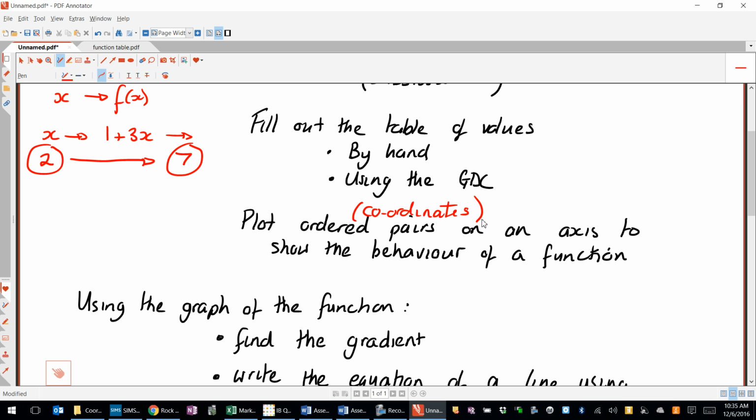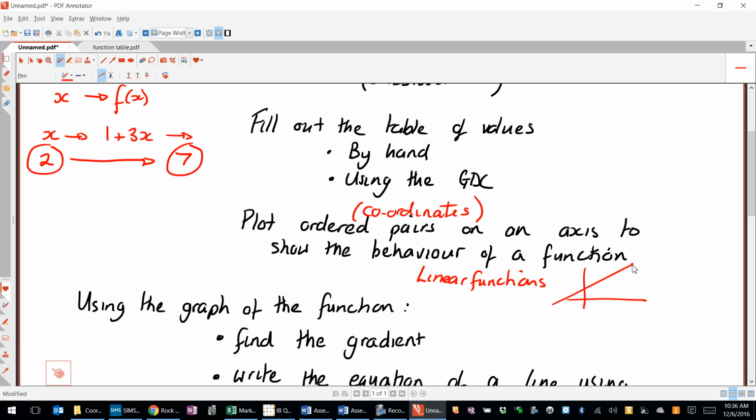Now the functions that we're going to be looking at are all going to be what shape, did we say? Straight lines. That's the one we're looking at. We are looking at linear functions. But remember yesterday we talked about other shapes, but we are now looking at linear functions, so the straight lines.